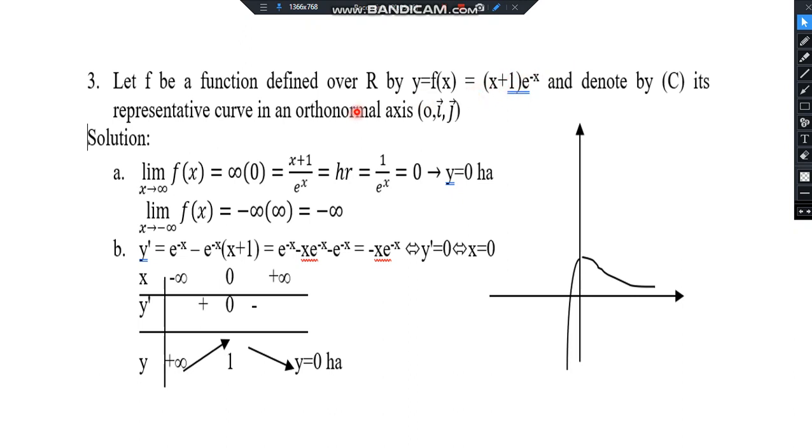From minus infinity till infinity. So first of all, we do the limit at infinity. Infinity times 0, because e power minus infinity is 0. Always when you have infinity times 0, we do Hospital's rule.